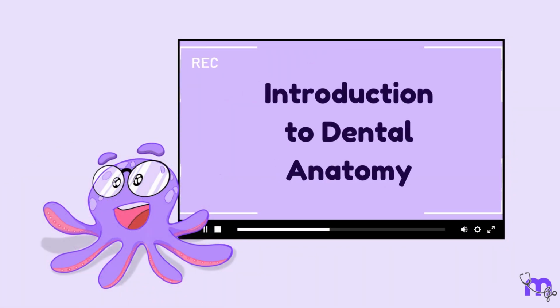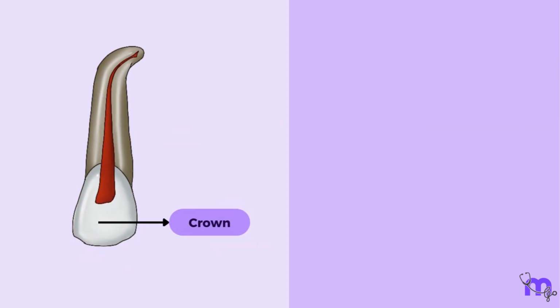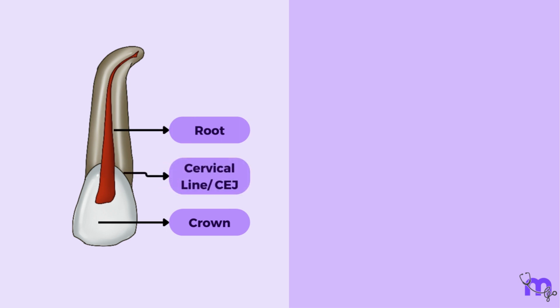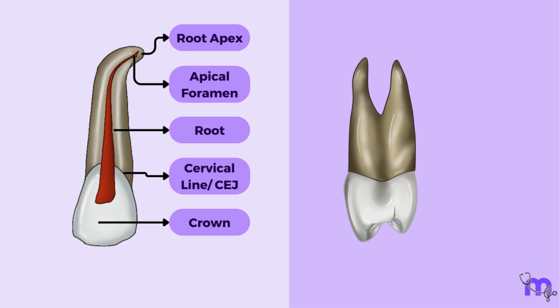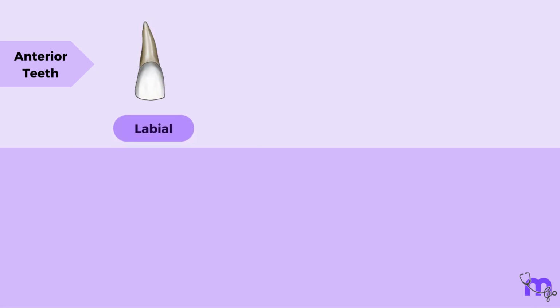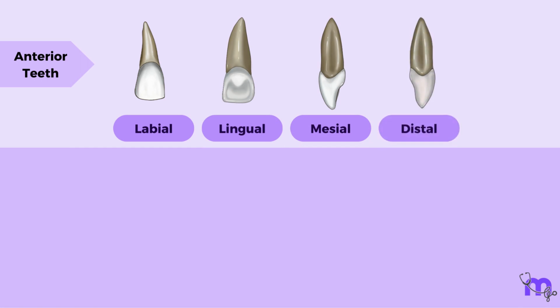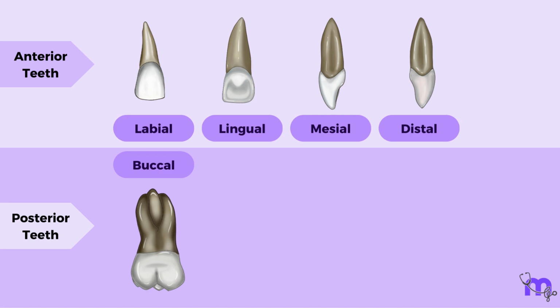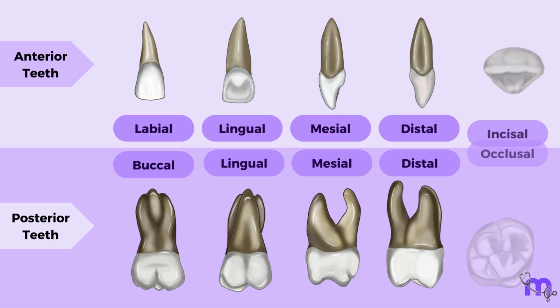That was a brief introduction to dental anatomy. Let us revise what was learned from this video through a brief summary. The parts of a tooth are crown, root, cervical line or cemento-enamel junction, root apex, and apical foramen. A multi-rooted tooth contains a root trunk and a furcation. The surfaces of anterior teeth are labial, lingual or palatal, mesial, and distal. The surfaces of posterior teeth are buccal, lingual or palatal, mesial, distal, and occlusal.